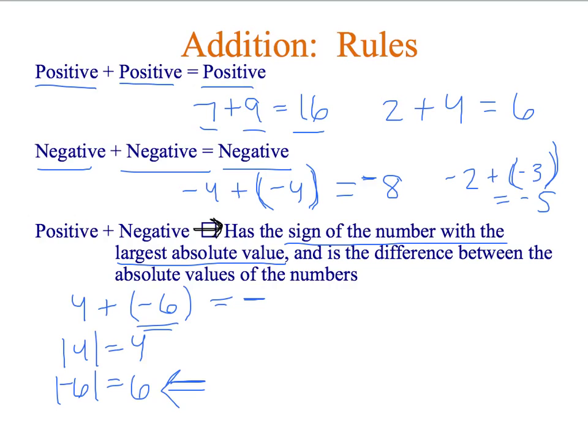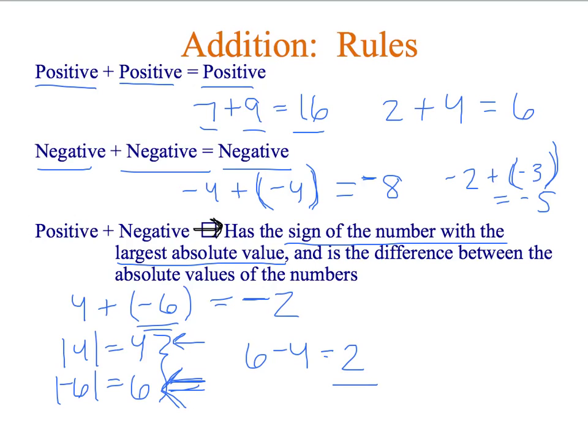So the answer is then the difference between the absolute values of the numbers. So the difference between the absolute value of negative 6, which is 6, and the absolute value of 4, which is 4, would be 6 minus 4, which equals 2. So the difference between these absolute values is going to be 2. So our answer is going to be negative 2.